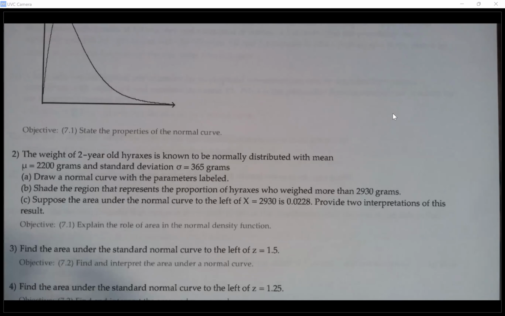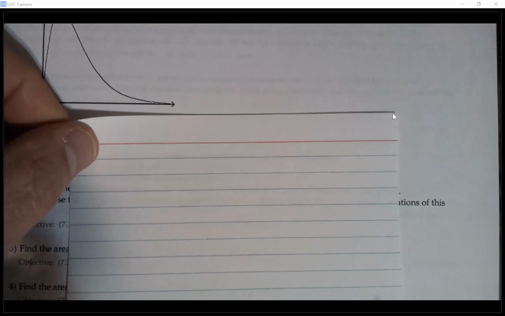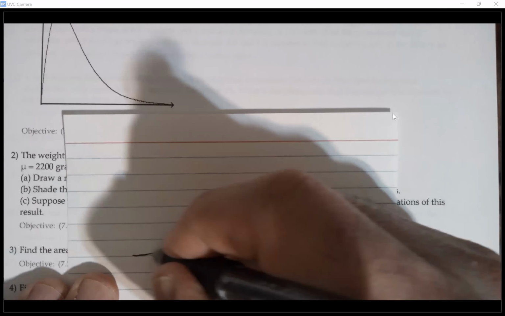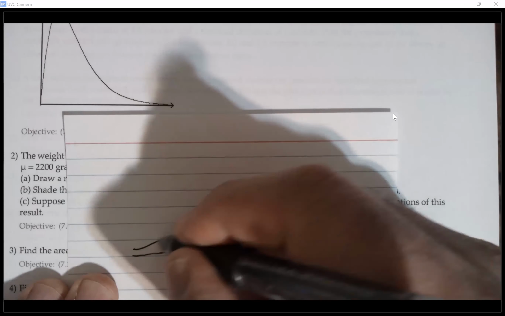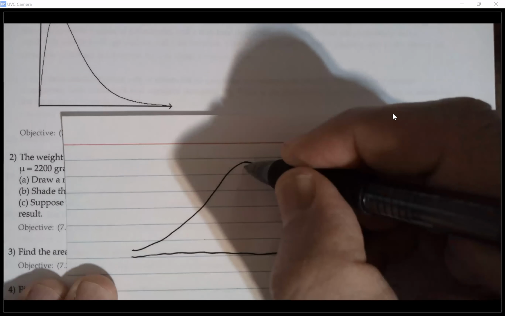Number 2, the weight of 2-year-old Hyraxes is known to be normally distributed with a mean of 2,200 grams and a standard deviation of 365 grams. Draw a normal curve with the parameters. So this is how you draw the normal curve. The horizontal line. And this is a symmetric curve.